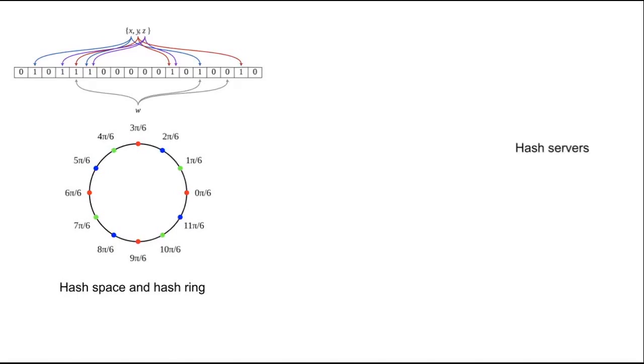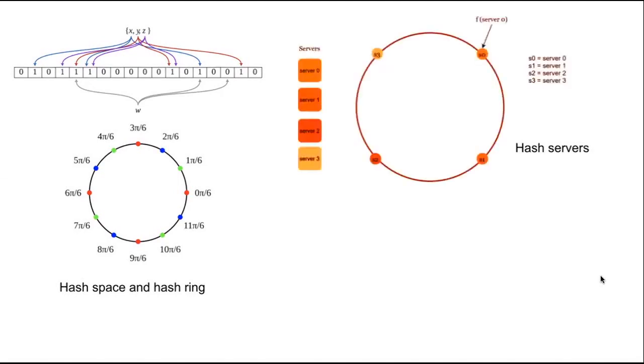Okay. Now talking about the hash servers, using the same hash function, we map servers based on server IP or name onto the ring, right? Using the same hash function that we used previously, we can map our servers to this hash ring. So we can see this is our hash ring, and we have these servers with us: server 0, server 1, server 2, and server 3, right?